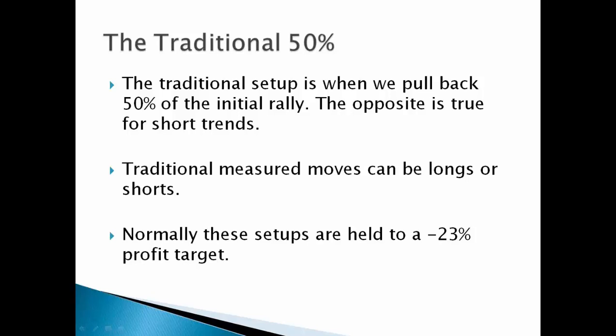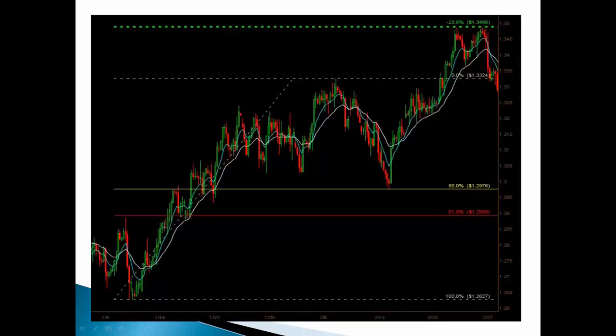A traditional measured move can be longs or shorts, of course. Normally, these setups are held to a negative 23% or 123% profit target. So you see an example here of a traditional measured move. From the lows, a rally off of a low, we pulled back into a 50% retracement. You can see the heavy participation at what was on this particular chart a 29.76. That 29.76 rallied to its 123% target, or negative 23% target, to complete its trend.